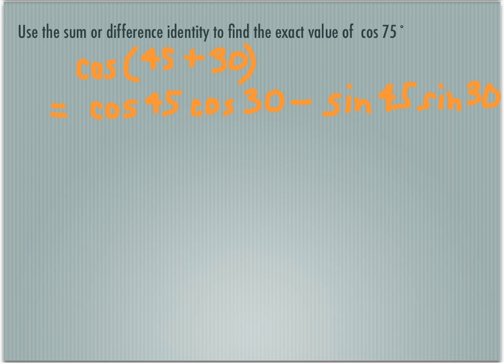And then you simply use your circle chart to fill in the exact values of these particular trig functions. So you remember that the cosine of 45 is the square root of 2 over 2. The cosine of 30 degrees is the square root of 3 over 2. Got my minus sign in there. Sine of 45 is that square root of 2 over 2. And the sine of 30 is 1/2.